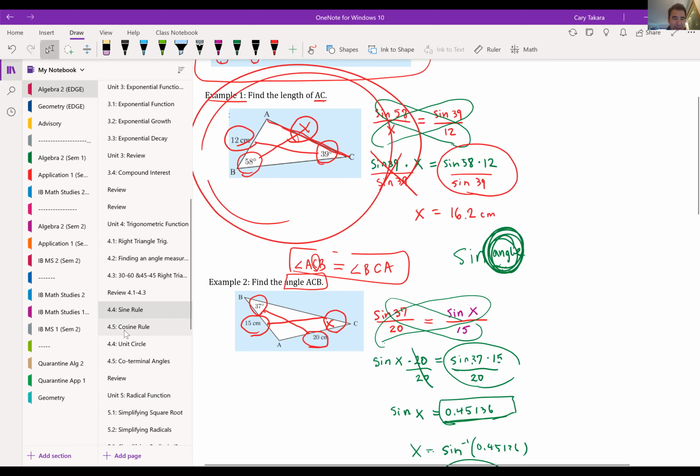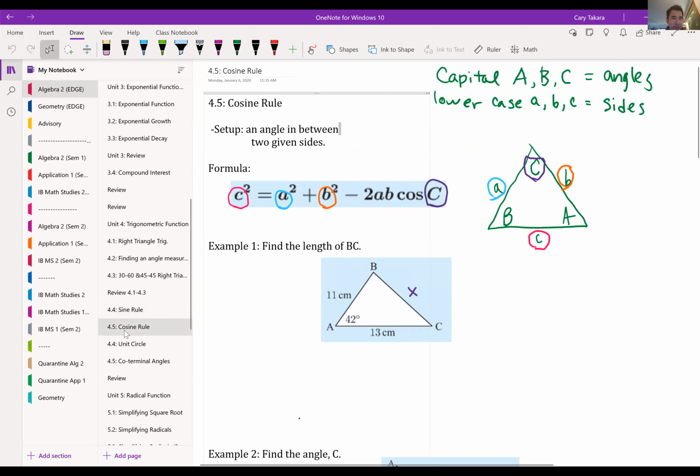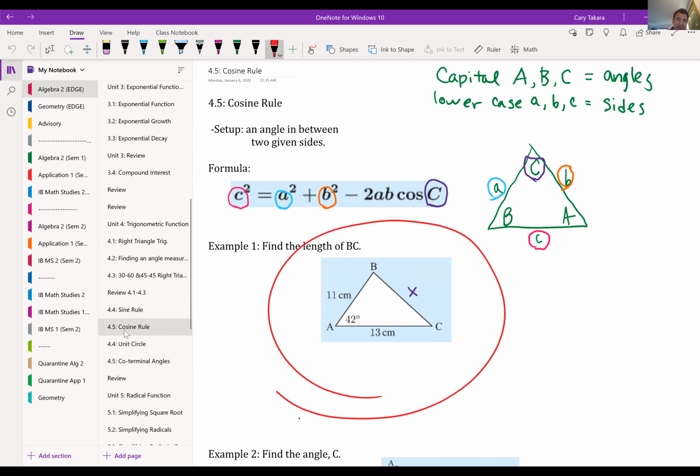Now, the final topic for today, we're going to be talking about the laws of cosine, or commonly called the cosine rule, okay? I want you to see the setup. The setup is something like this. And that is, you've got an angle. Now, first of all, laws of cosine has to do with all three sides, okay? It involves all three sides.